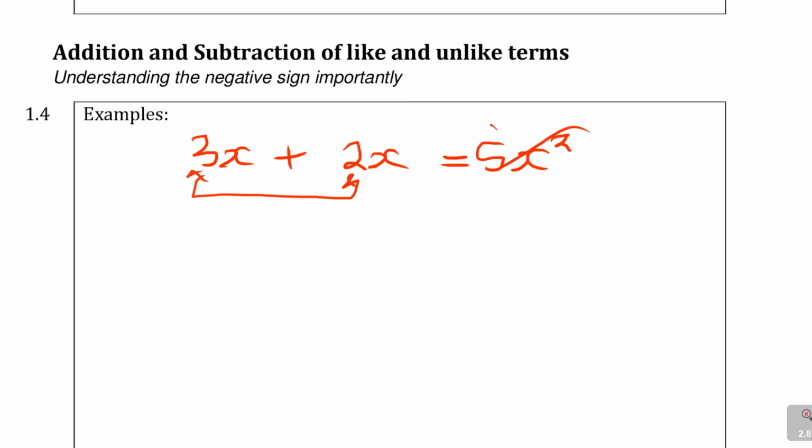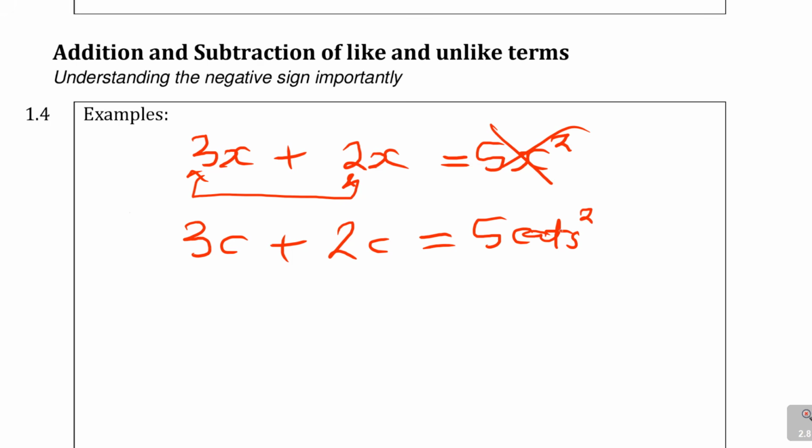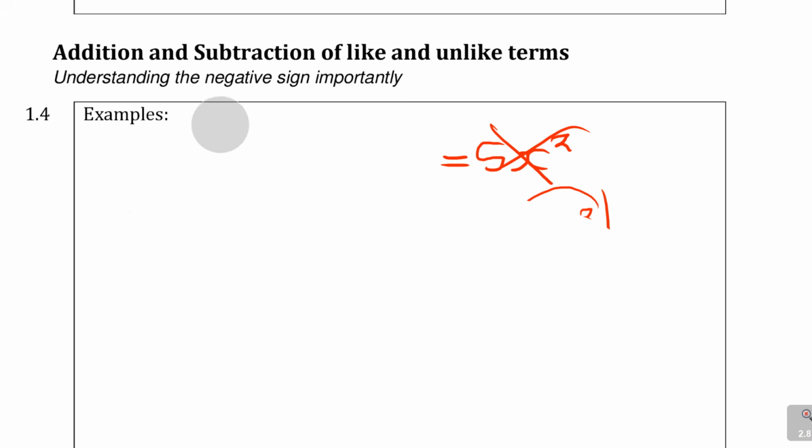That is wrong. Why? Let's go back to our cats. If I say 3 cats, which is 3c, plus 2 cats, which is 2c, you don't say 5 cats squared. Something like that never exists. It's just 5 cats. That's why we call it 5c. You don't have to multiply or put some exponents there. Are you with me? Now, more examples.